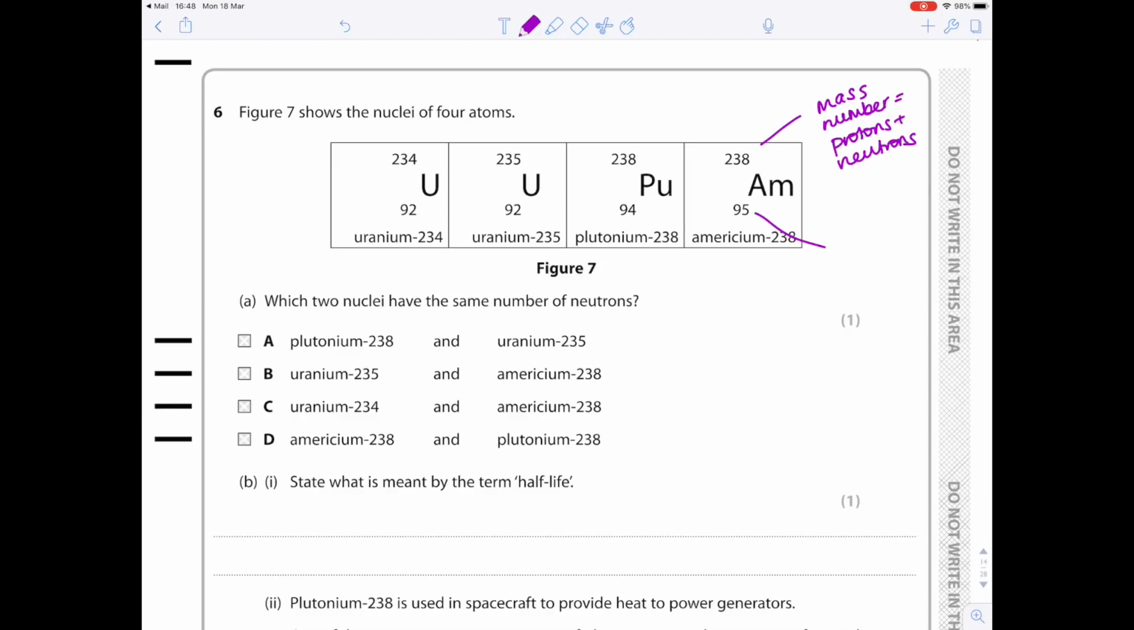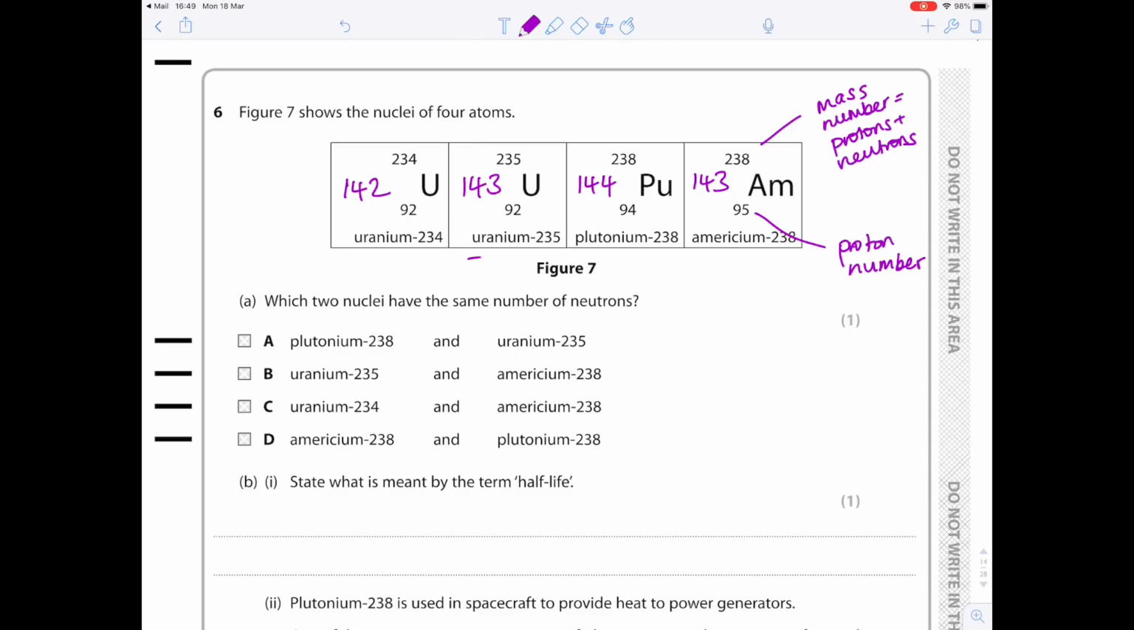And then you've got the bottom number, which is the proton number or atomic number. So basically, if you work out the difference between these two numbers, it will tell you the neutron number. So let's do it for uranium-234. 234 minus 92 is 142. 235 minus 92 is 143. 238 minus 94 is 144. 238 minus 95 is 143.